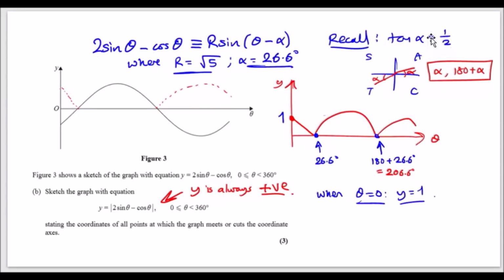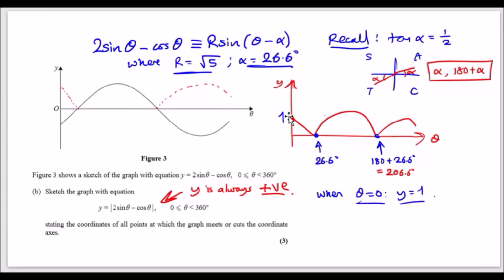Or we could just use the fact that we're shifting the curve by alpha, because remember, sine is just a regular sine wave that cuts from 0. This is shifted by alpha to the right, so it's like it started from this line 0, a bit like this shape, but then the whole curve moved to the right by alpha. So we can see it's moved by alpha, so by 26.6, and originally it's 180, it moves by alpha as well, 206.6. That's it.